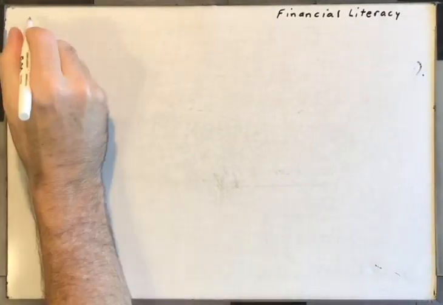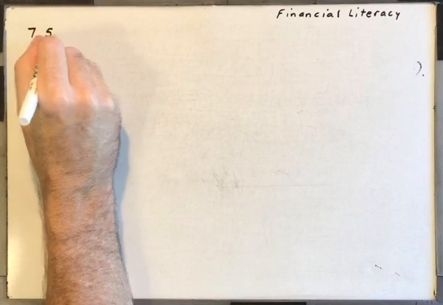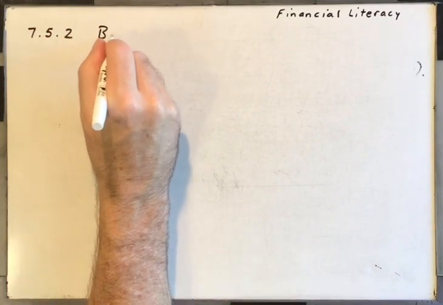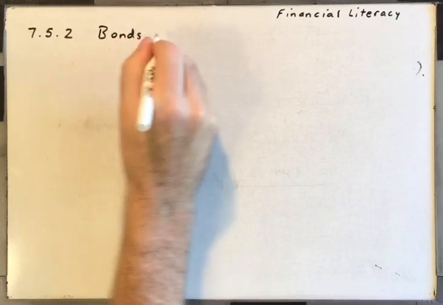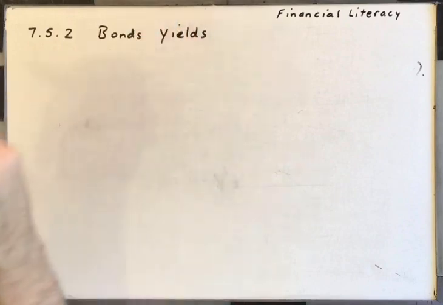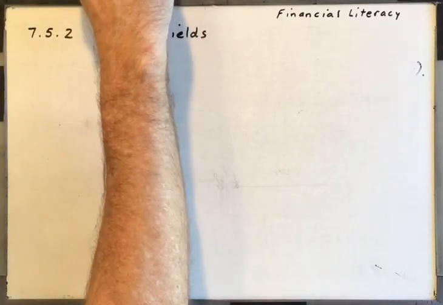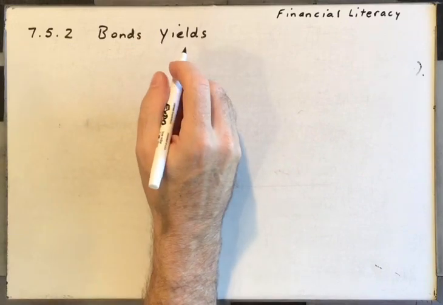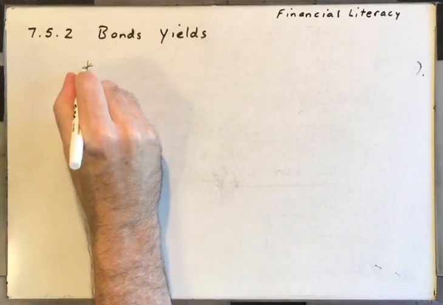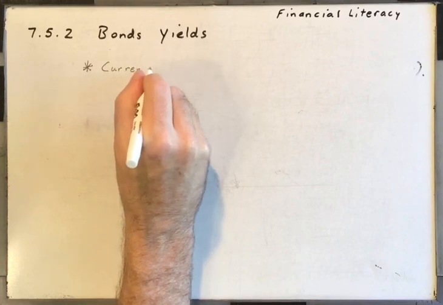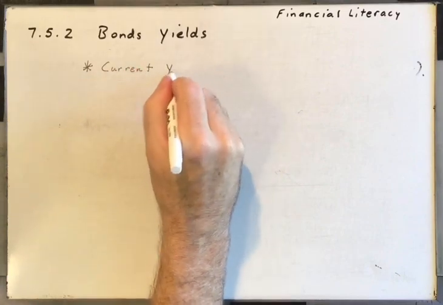All right, let's look at 7.5.2. So this is bond yields. Not a lot of vocab in this section. You'll probably appreciate that. I'm going to get a new pen because mine is getting a little bit thick here. All right, bond yields. So we have an equation that another equation you need to learn, current yield.